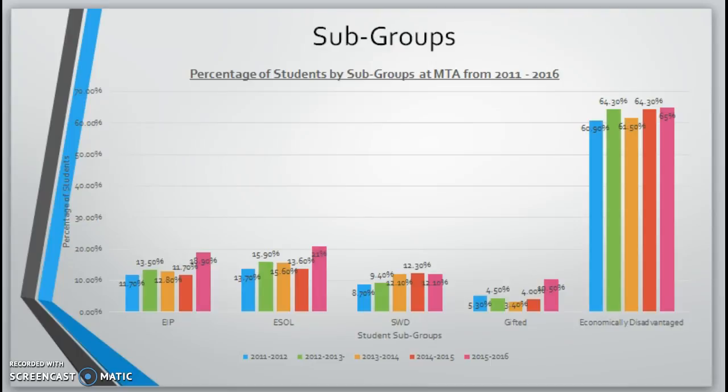Due to our percentage of economically disadvantaged students increasing above 65% last year, our school now has Title I school status and receives more funding and support from the state.